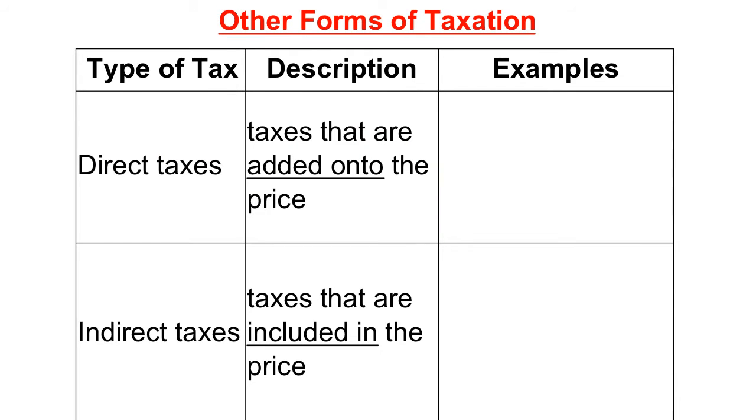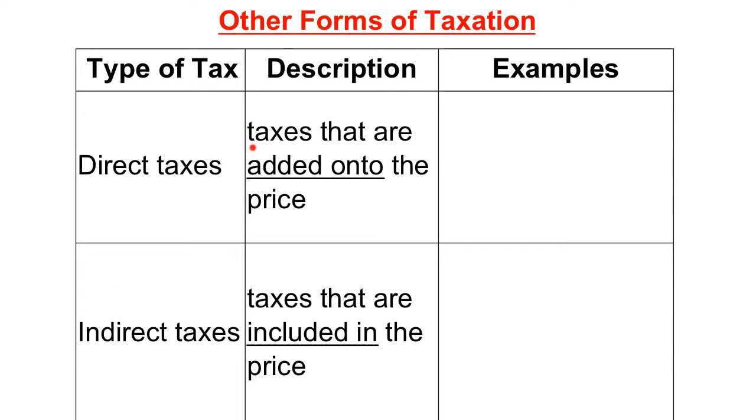In the previous video, we talked about sales tax. In this lesson, we're going to talk about other forms of taxation. So there's more than one type of tax. You can divide all taxes into two main types: direct taxes and indirect taxes.